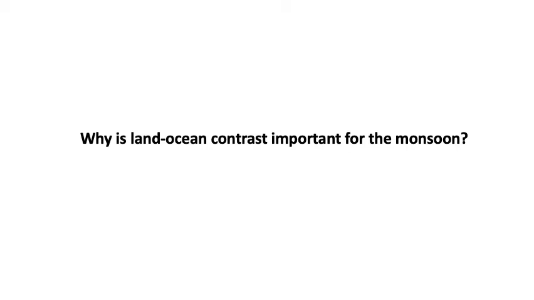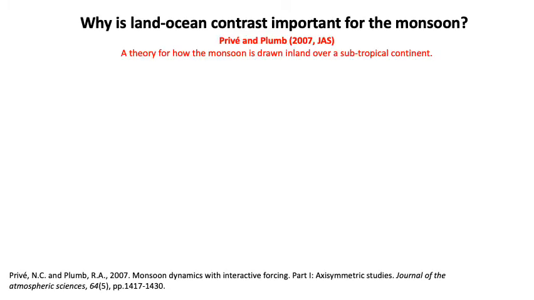Okay, so we first talked about why off-equatorial subtropical heating can generate strong overturning circulation. When we talk about the monsoon, we think about land-ocean contrast, and that's very true. So why is land-ocean contrast specifically so important for the monsoon? How does it contribute to the processes that we just discussed? The seminal paper on this was Privé and Plumb in 2007, again in the Journal of the Atmospheric Sciences, which gives a theory for how the monsoon is drawn inland over a subtropical continent. Again, the citation's shown in the bottom left. I encourage you to check it out.